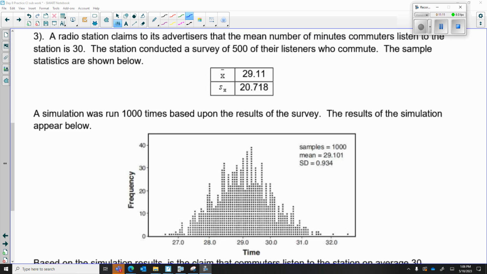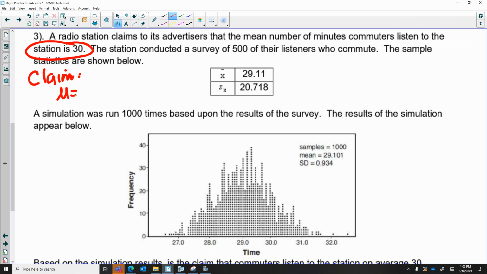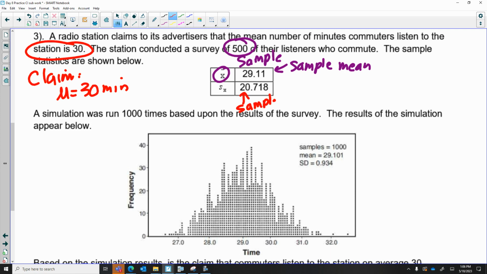Number 3, a radio station claims its advertisers have a mean number of minutes commuters listen to is 30. So they claim that the true mean number of minutes that they're listening to is 30 minutes. Okay, that's their claim. So now they conduct a survey, and out of the survey, they get the sample mean. This is X bar, sample mean of 29-ish. And that came from the sample. So we call it X bar instead of mu.